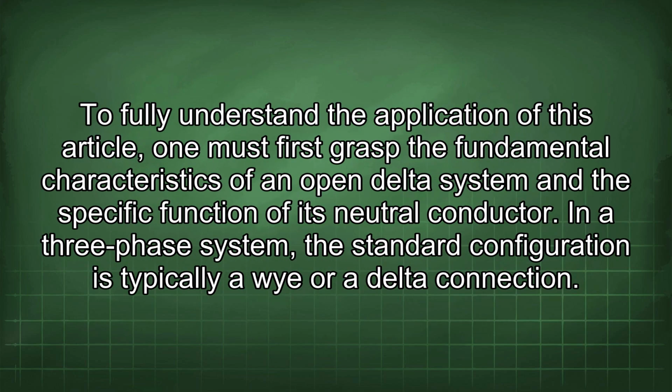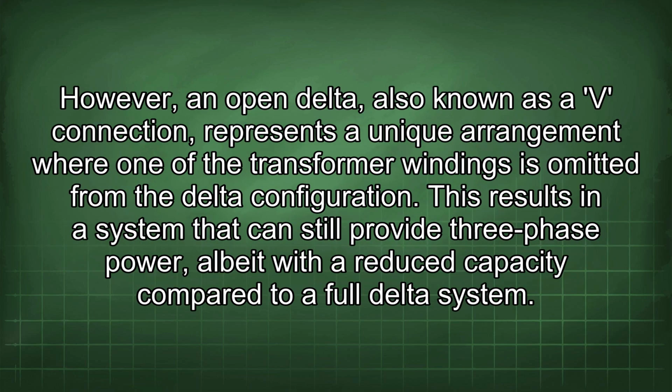To fully understand the application of this article, one must first grasp the fundamental characteristics of an open delta system and the specific function of its neutral conductor. In a three-phase system, the standard configuration is typically a Y or delta connection. However, an open delta, also known as a V connection, represents a unique arrangement where one of the transformer windings is omitted from the delta configuration.